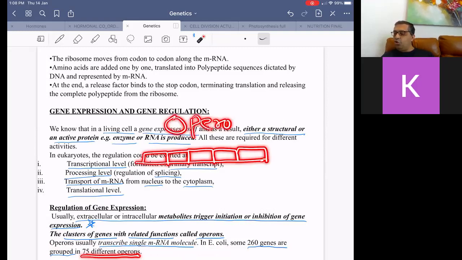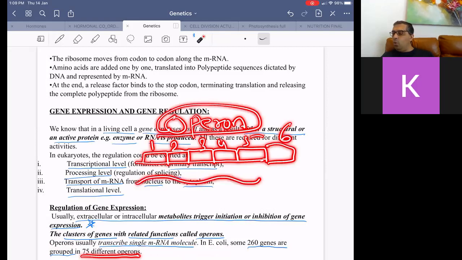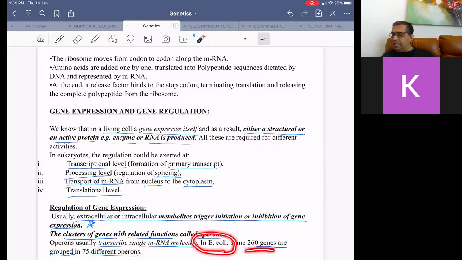And a cluster of genes, say here there are one, two, three, four, five, and six genes, is called an operon. And that operon will produce a single mRNA. A single mRNA is expressed from that operon. ऐसे Escherichia coli में 260 genes are grouped into 75 different operons. E. coli, 260 genes are grouped into 75 different operons.